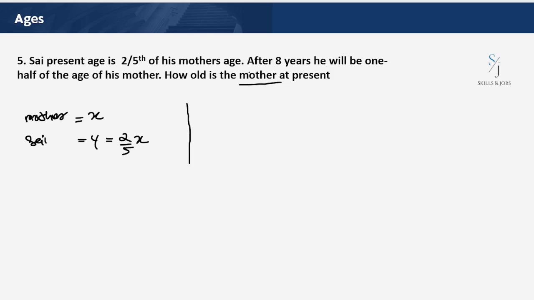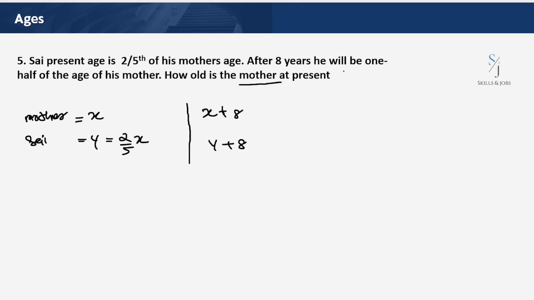Now read the second part of the question. What is going to be the mother's age after 8 years? Sorry, it is going to be x plus 8. And what is going to be Sai's age after 8 years? y plus 8. Now find out the relation.